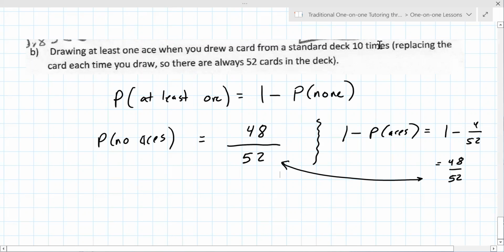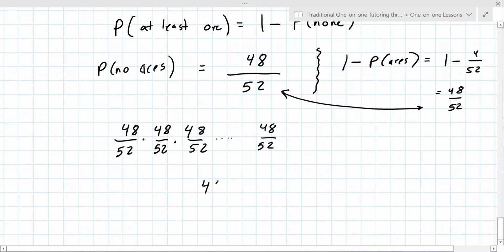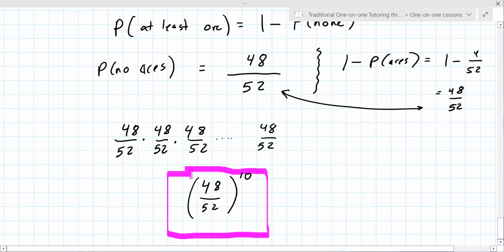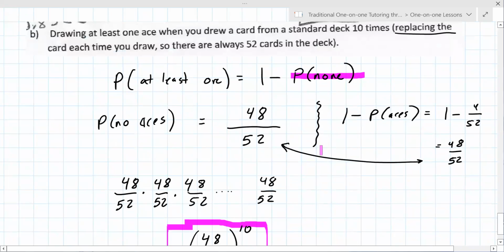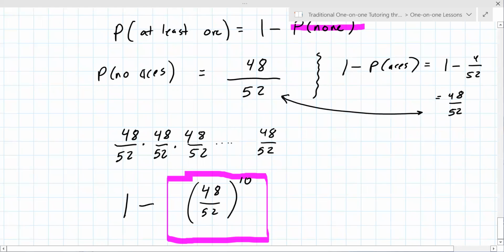Now, this is only a small starter part of the problem, because you're actually doing this 10 times. So each time you draw, it's like multiplying by the same thing because you're replacing the card. I could write this out 10 times, or like I think I saw in one of your problems, you can raise it to the power of 10. But this part right here is the probability of none. So we still have to make that final step of subtracting that result from 1.